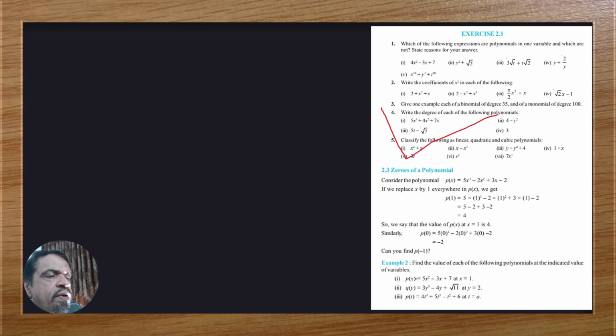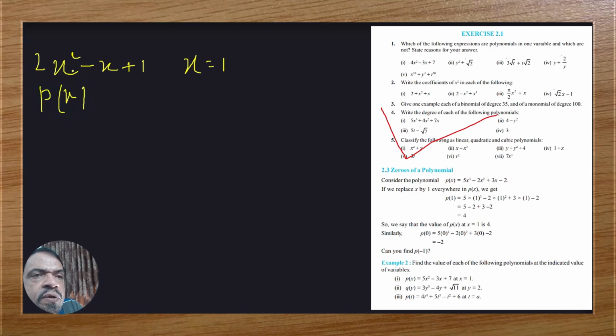So this is the answer. Zeros of a polynomial. First of all, let us see the value of a polynomial at a given value of x. Suppose 2x square minus x plus 1 is a polynomial. If I put here x equal to 1, we will write in general form p(x) equal to 2x square minus x plus 1. So we put x equal to 1 here. In place of x we will write p(1).